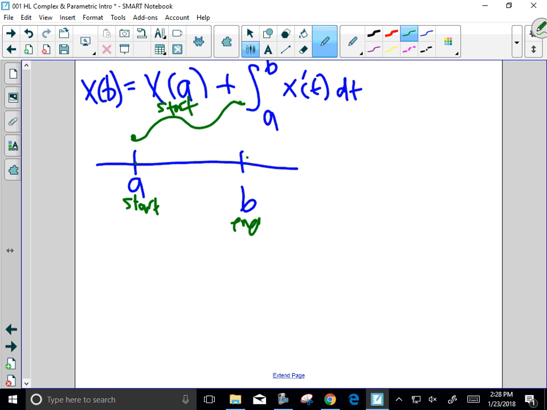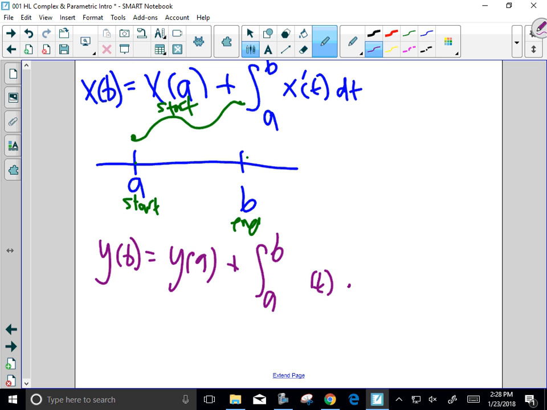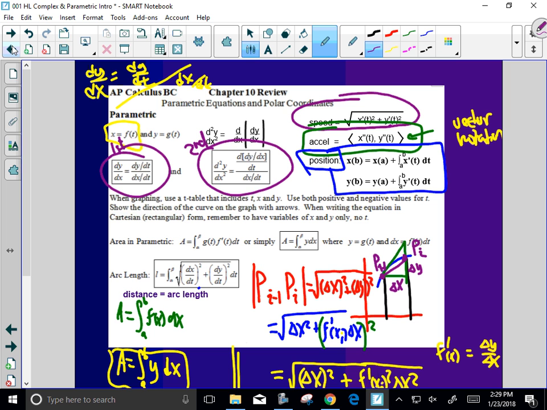Now for y, it's just the same thing. y of B is y of A, the starting point, plus the integral from A to B. What do you think this is of t dt? This is y of B, y of A. What do you think this is going to be? y prime of t. So that's the formula for finding position. It's laying right here. All of these formulas are right here for you.